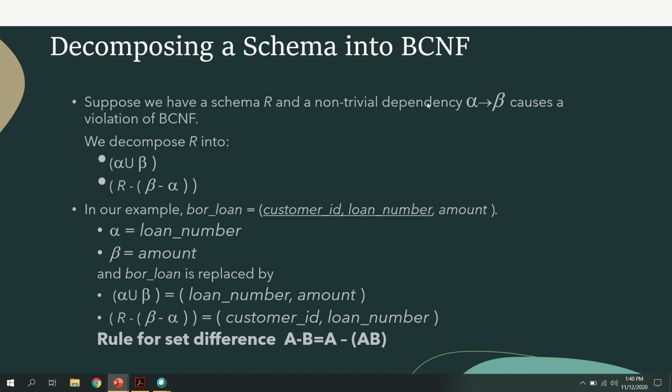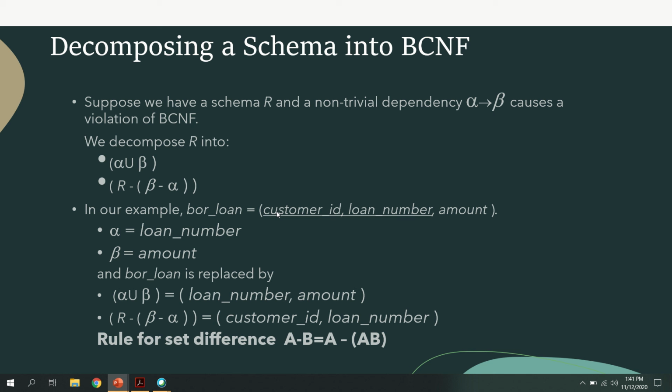So what we have to do is we will decompose the table into two parts. The first subset contains alpha union beta, that is the attributes which are in alpha and which are in beta are clubbed together in order to form the first table. The second table is R minus beta minus alpha. So after calculating this value, you will get a table. So these are the resultant tables. If you want to make a table into BCNF, and this is the condition given, we decompose the original table into these two tables.